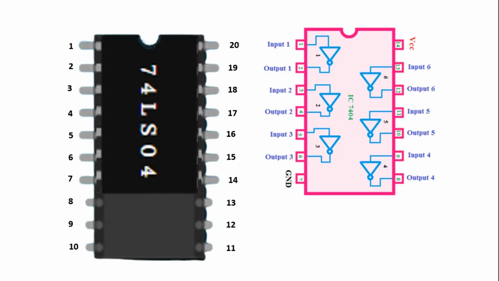In any 14 pin IC, pin number 14 will be the VCC and pin number 7 will be the ground. For operating the IC, you should give voltage to IC. By connecting pin number 7 and 14, we are providing the IC voltage to operate. In IC 7404, there are 6 NOT gates.